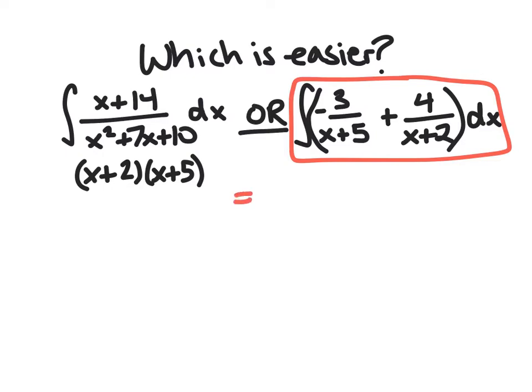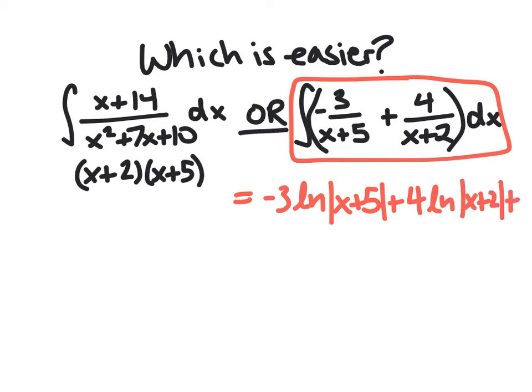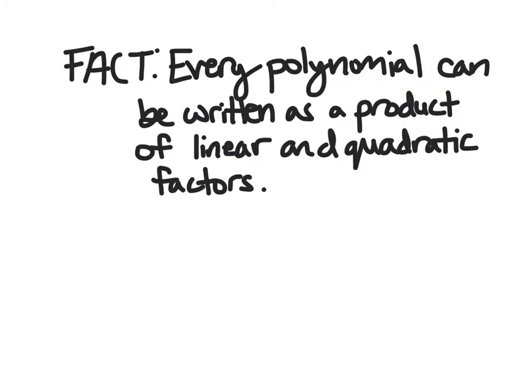With something over x plus 5, you just do a quick u sub with u equal to the denominator in any of these. You get negative 3 times the natural log of x plus 5 plus 4 times the natural log of x plus 2, and of course plus c. So this one on the right was much easier. Well, it turns out that these are actually the same. And it's partial fractions that will help us get into the form on the right where our integration is much easier.